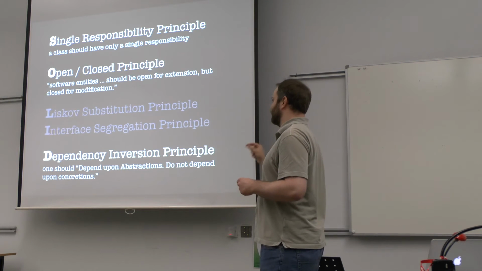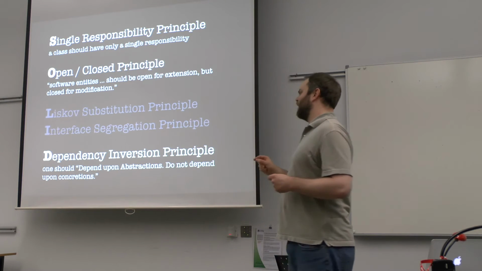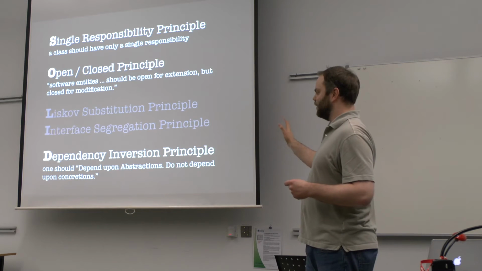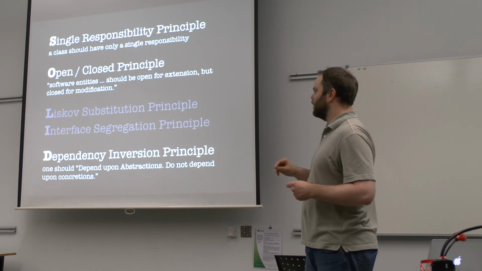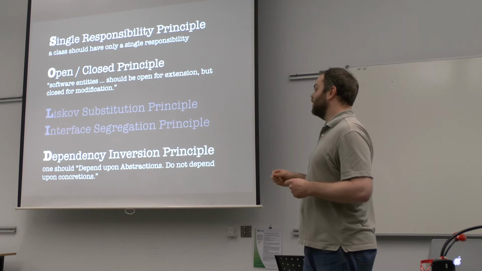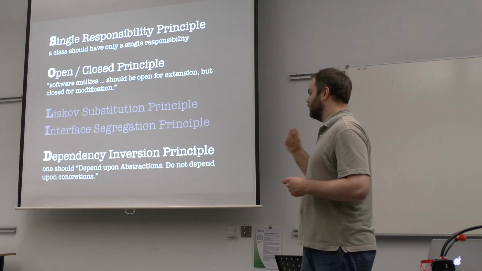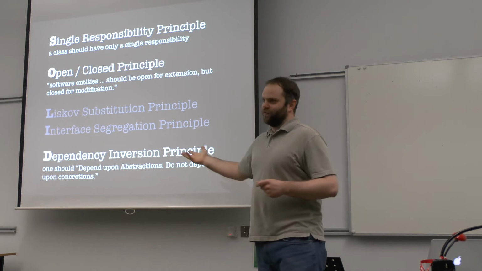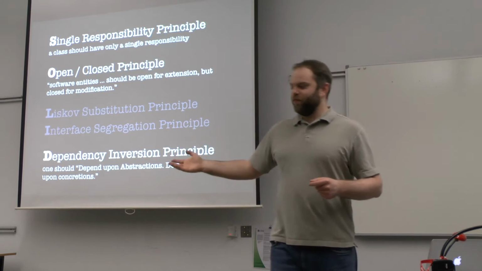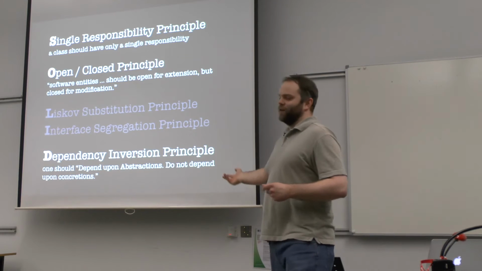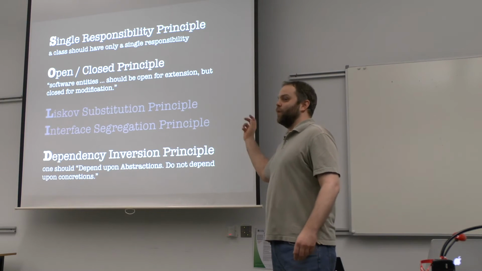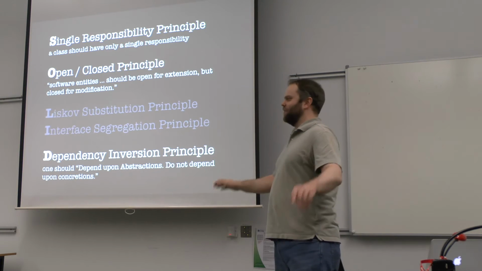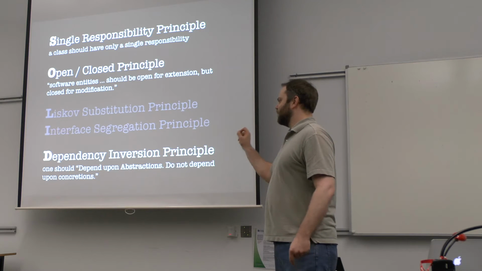The next two, Liskov substitution and interface segregation, aren't really used here, so we're not going to concern ourselves with them. Dependency inversion principle: depend on abstractions, do not depend on concretions. That pretty much encompasses what we just did. So beforehand we were depending on a concretion. We were creating a concrete class within our order. Bad, don't do that. Depend upon abstractions.